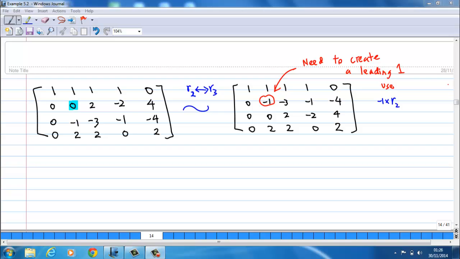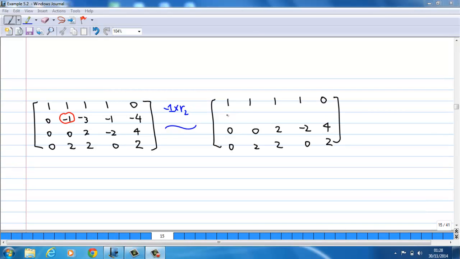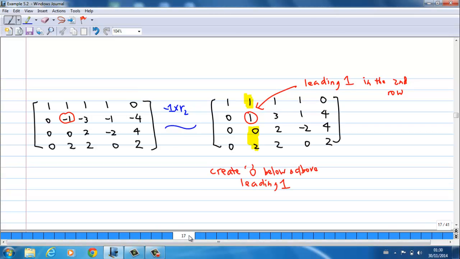Now we have a non-zero entry in the second row, second column. We need to create a leading one at this location. You can use negative 1 times row 2. After we multiply each entry in row 2 by negative 1, the new second row becomes 0, 1, 3, 1, 4. Now that we have a leading one in the second row, we must create 0 below and above this leading one.